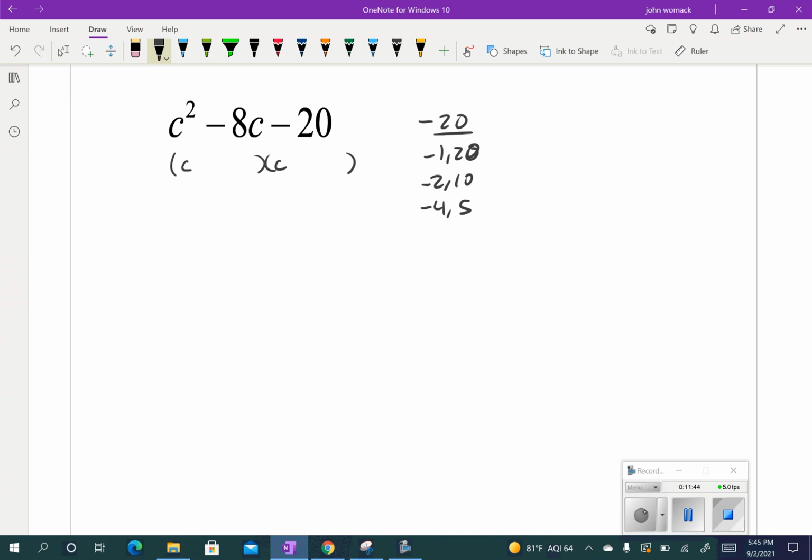Now, if I add these up, those two give me a negative 19. This one right here gives me a positive 8. Well, I don't want a positive 8. I want a negative 8. But just think for a second.